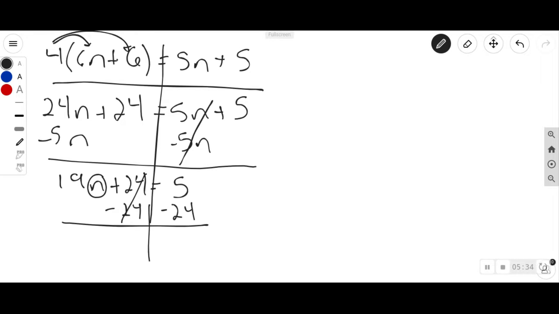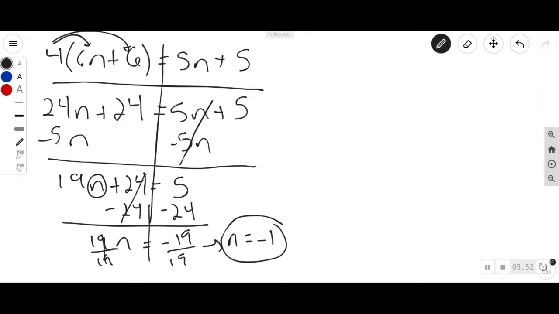Let's stretch this down. So 19n equals negative 19. So I'm going to divide that 19 away from the left, and that's going to end up giving us n equals negative 1. So there's our answer. Now I'm going to check it.